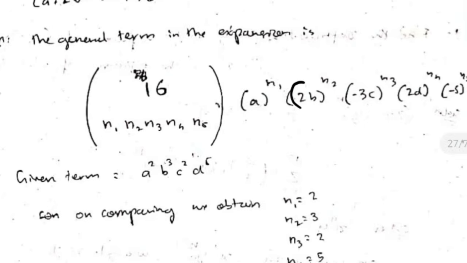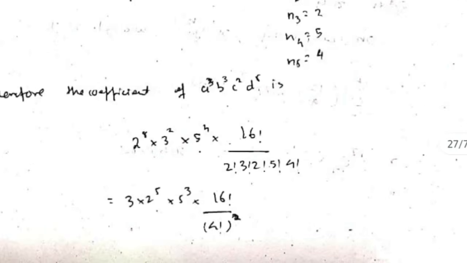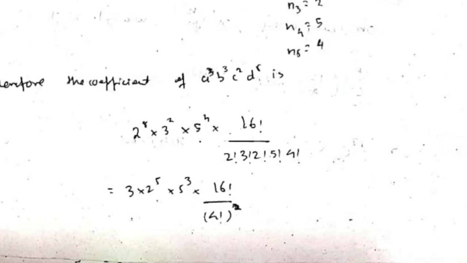Okay, see here it's 2b power n2. So 2 power n2 will also be considered in the coefficients, right? So we will write that here, find the n2 value and raise 2 to that power, and similarly for 3 and 5. After the calculation we will get the final answer.